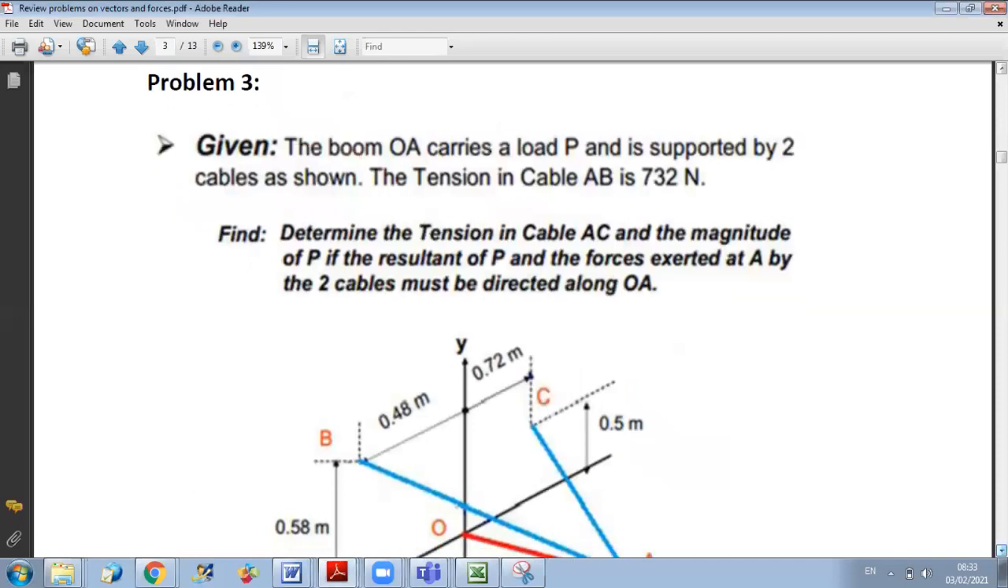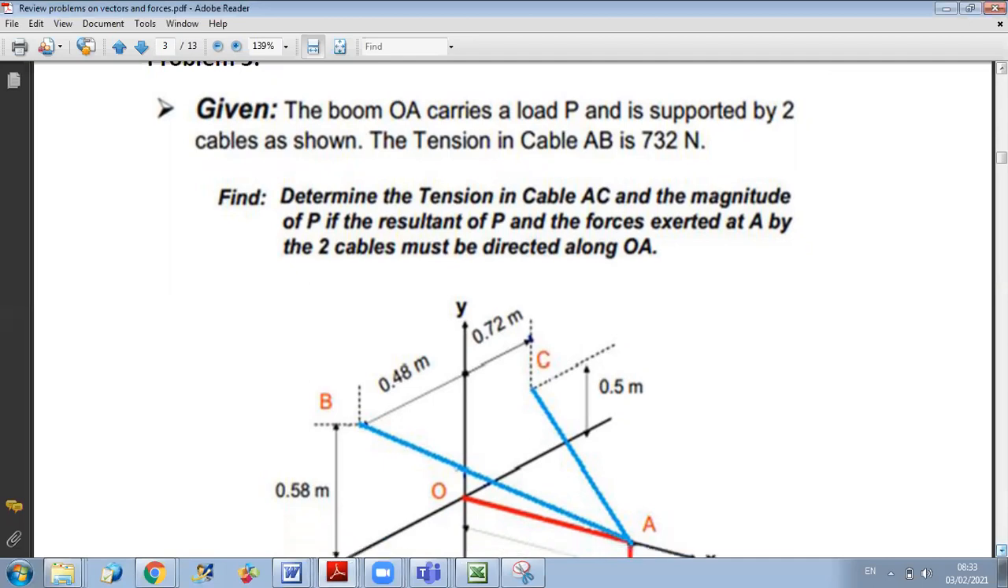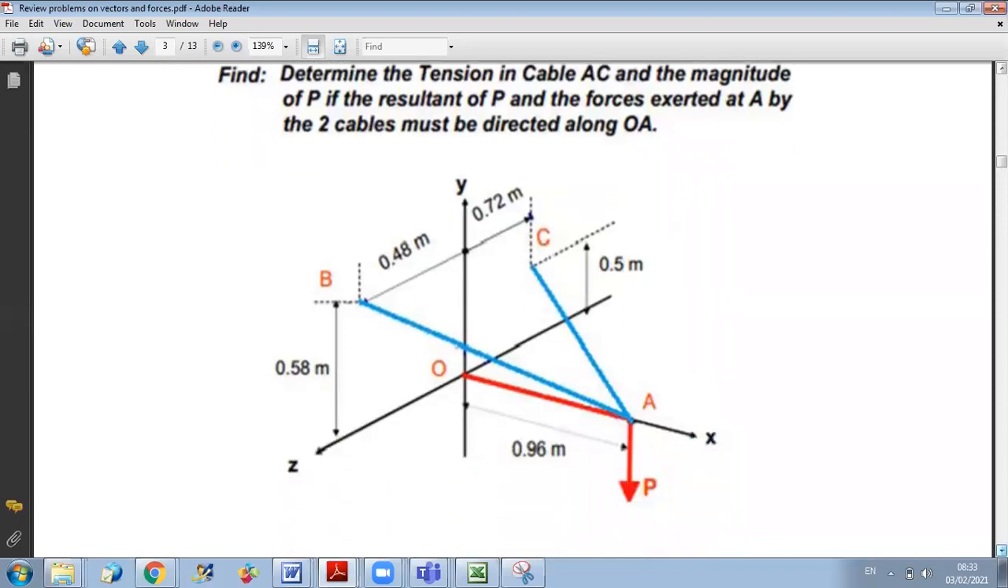Another problem. Boom OA carries a load P and is supported by two cables as shown. The tension in cable AB is 732 Newton. Determine the tension in cable AC and the magnitude of P if the resultant of P and the forces exerted at A by the two cables must be directed along OA. Okay. So what do we have here?